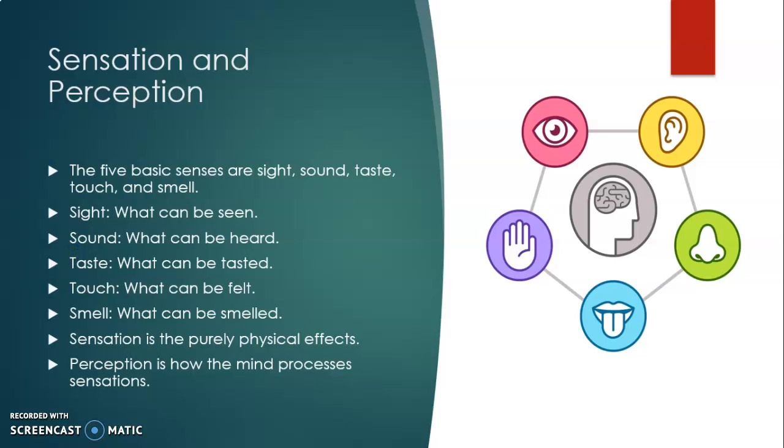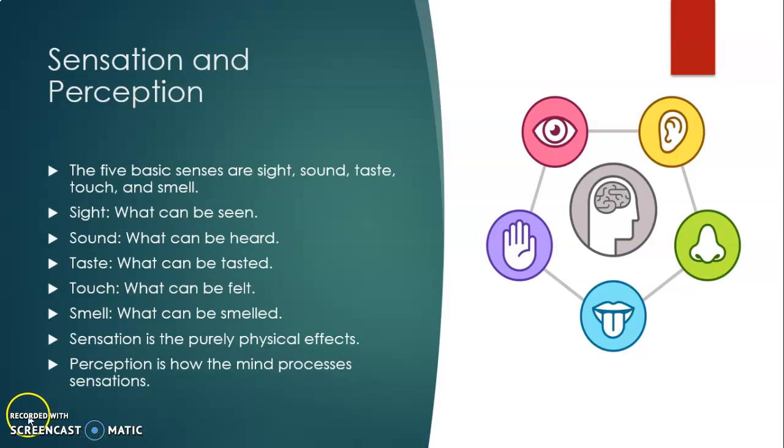There are 5 basic senses that give you information based on your environment, and those are sight, sound, taste, touch, and smell. What you see is sight, what you hear is sound, what you taste is taste, and what you feel is touch. What gives off a scent is smell.